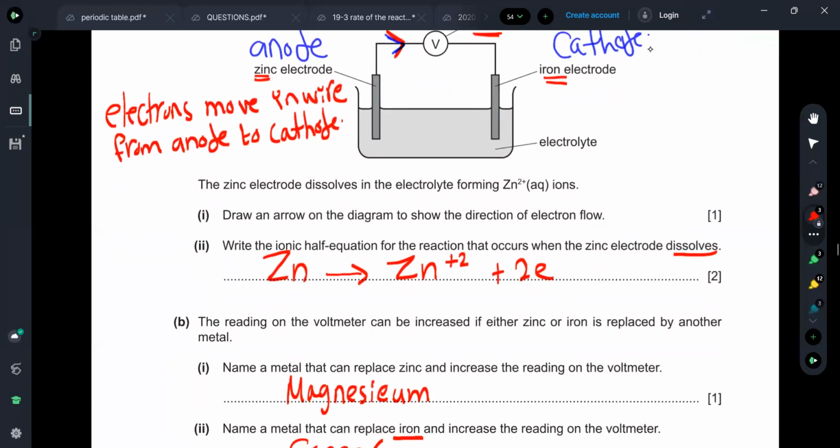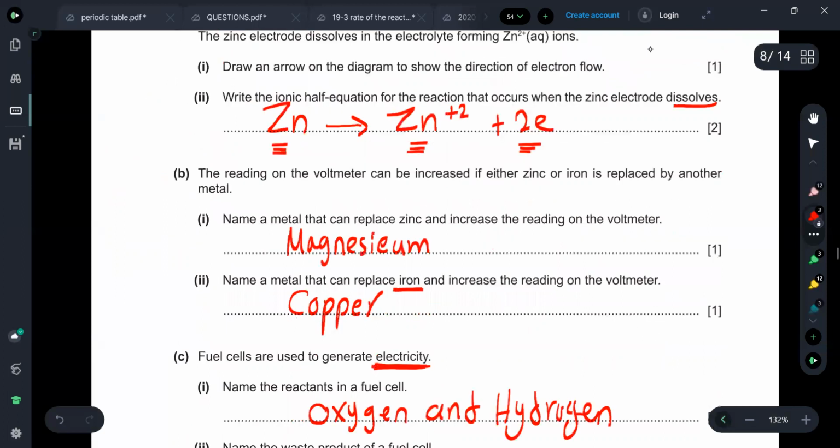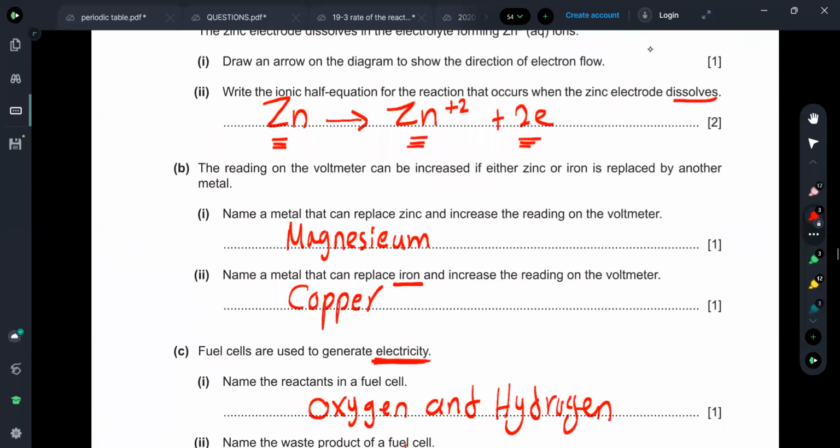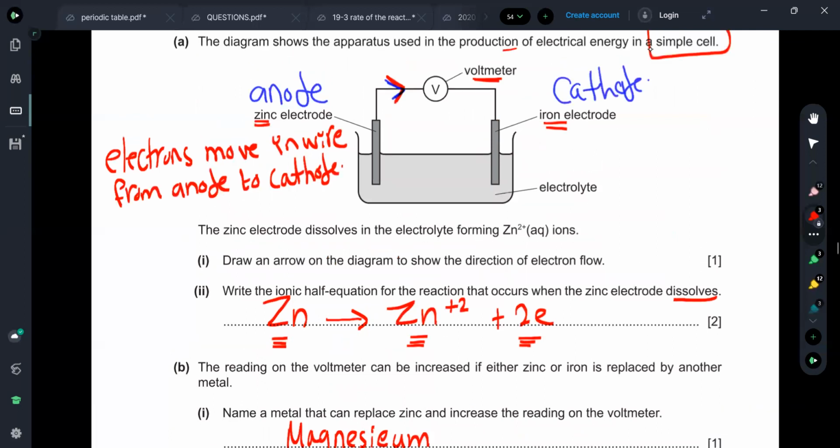Then write the ionic equation. When the zinc electrode dissolves, a zinc atom becomes a zinc ion plus 2 electrons, which is an oxidation reaction. The reading on the voltmeter can increase if either zinc or iron is replaced by another metal. Name a metal that can replace zinc and increase the reading of the voltmeter. If you want to increase the voltmeter reading, use a more reactive metal.